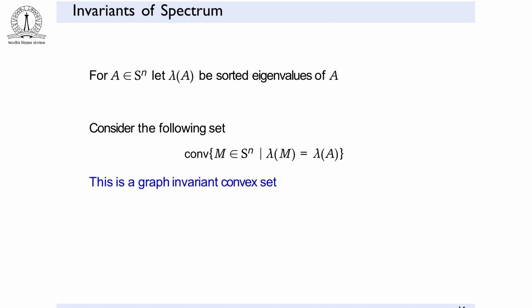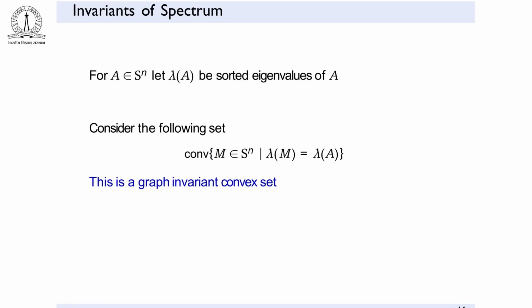You can do the same thing with eigenvalues. It's a little bit more exotic and interesting. You know, for any A, let lambda of A be the sorted list of eigenvalues of A. Consider the following set. I'm fixing an A now. I want to take the convex hull of all matrices that have the same spectrum as my fixed A. This turns out to be a graph invariant convex set also.